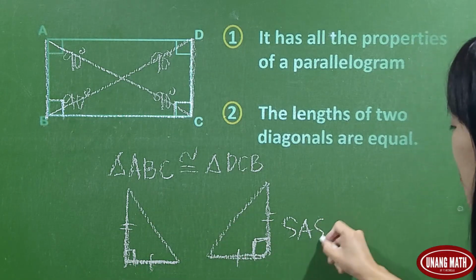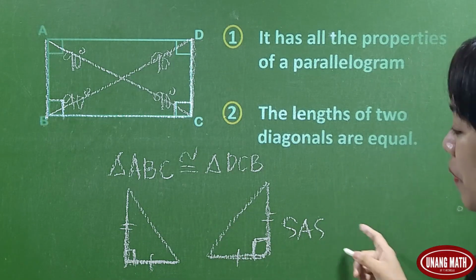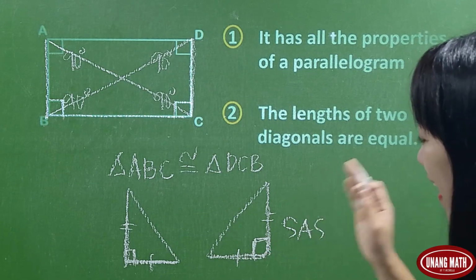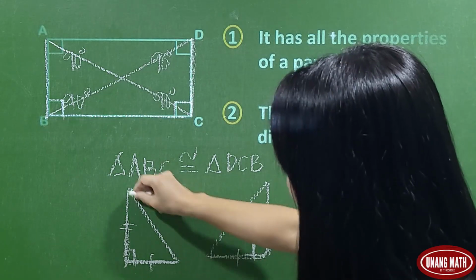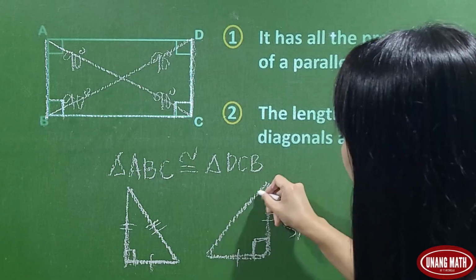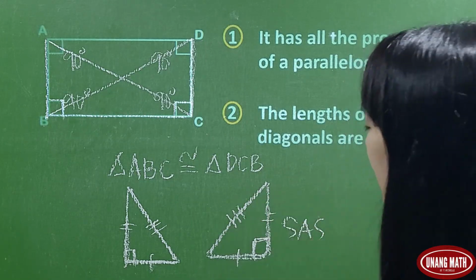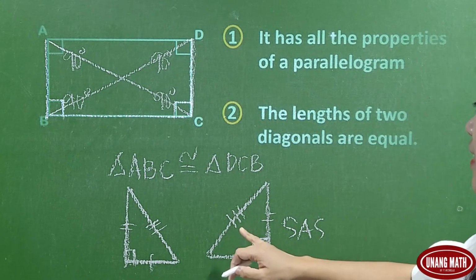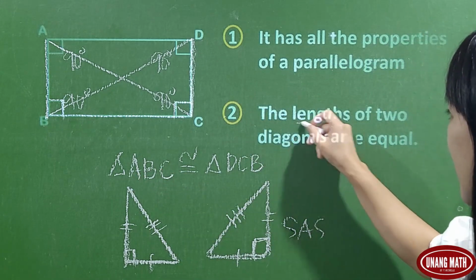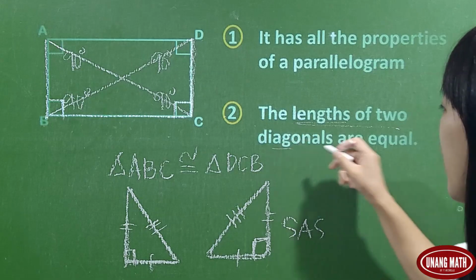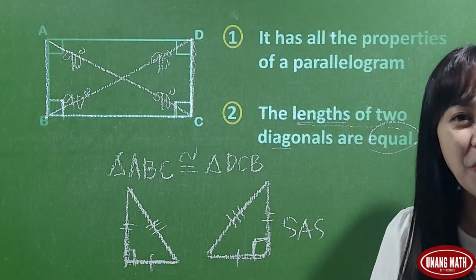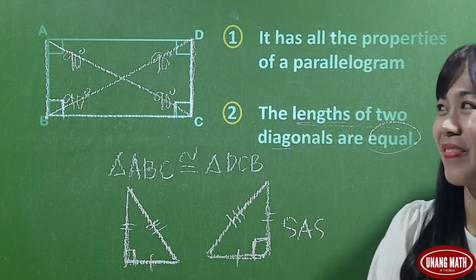SAS congruence. If these two triangles are congruent, then this side of this triangle is equal to this side of this triangle. These are the diagonals of this rectangle. That's why the lengths of the two diagonals are equal in length, or equal in measure.